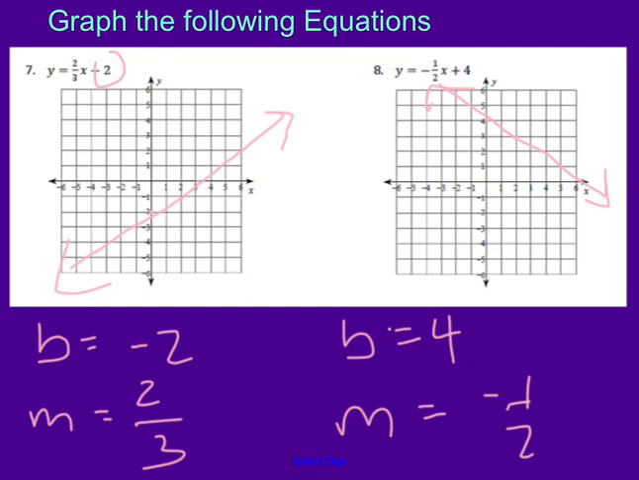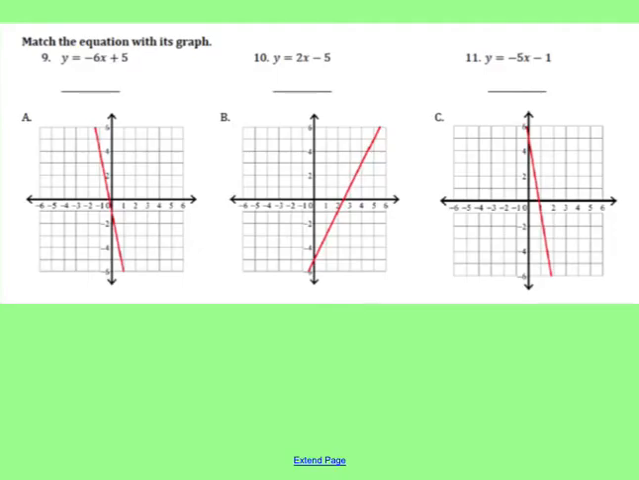Last but not least, let's take a look at matching these equations. So we want to match them with the graph. For me, the easiest way to do that is to identify the y-intercepts of each of those problems and find the corresponding y-intercept on the graph below. So if you take a look at number 9, it says plus 5, which means it's crossing the y-axis at plus 5. This one looks like it's crossing the y-axis at a negative 1.